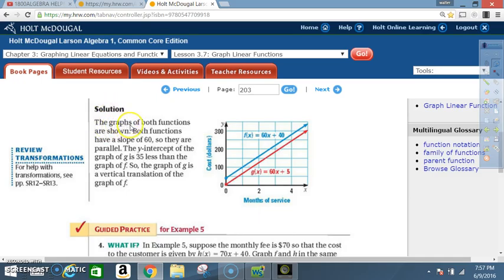Solution. The graphs of both functions are shown. Both functions have a slope of 60, so they are parallel. The y-intercept of the graph of g is 35 less than the graph of f, so the graph of g is a vertical translation of the graph of f. Be careful here. It looks like it's saying that the y-intercept is 0, but it's not. The y-intercept is really 5. That concludes today's lesson.